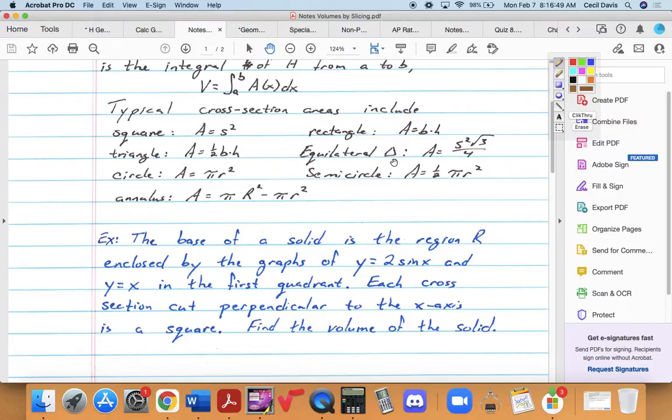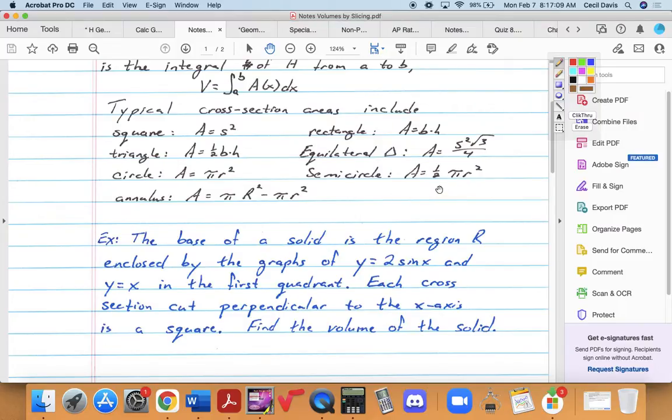One that you may have forgotten because you don't use it, you used it in honors geometry but probably haven't used it since, is the area of an equilateral triangle. That's side squared times the square root of 3 over 4. You may or may not remember that one. The area of a circle, pi times the radius squared. Hopefully you know that one.